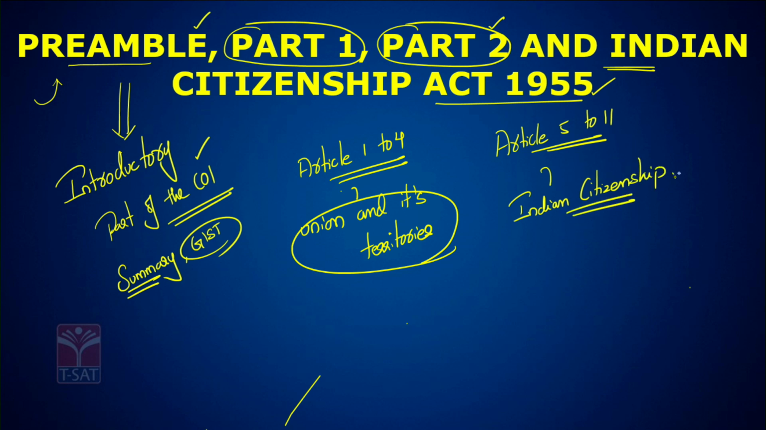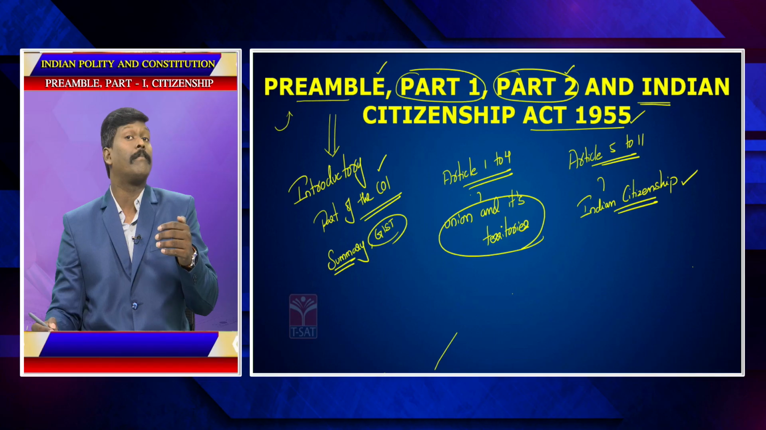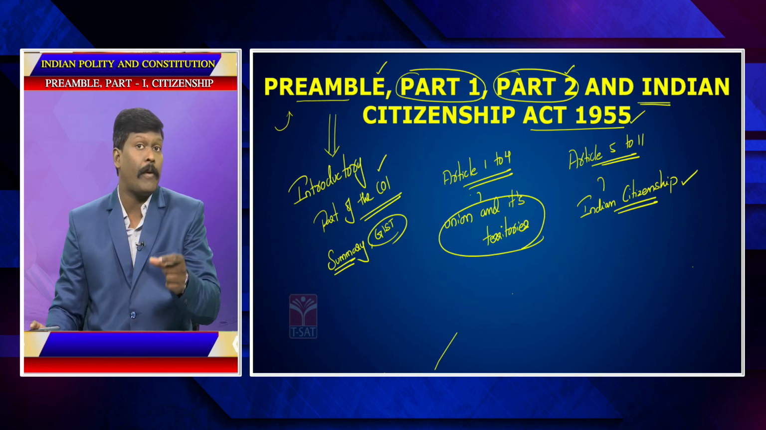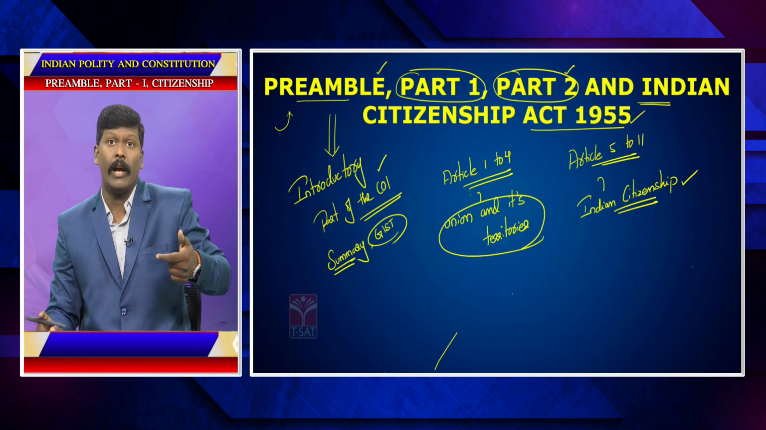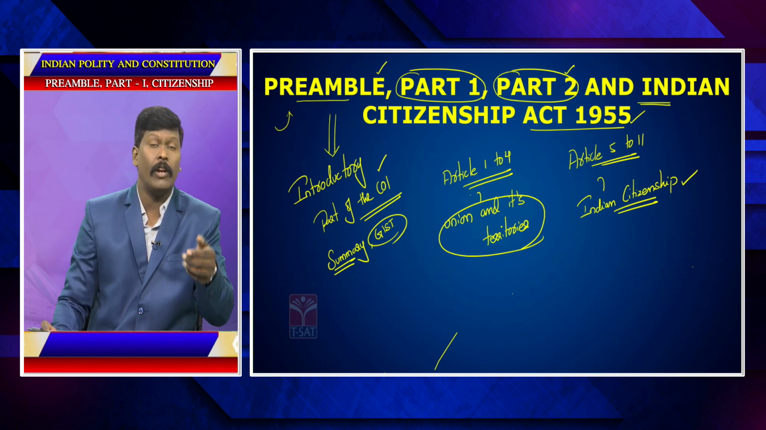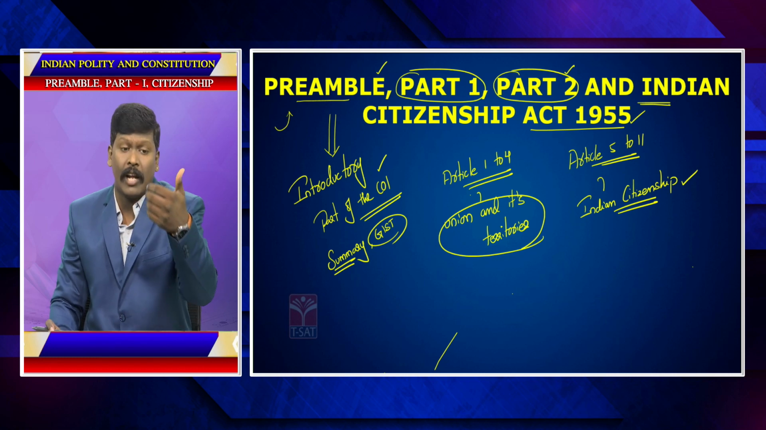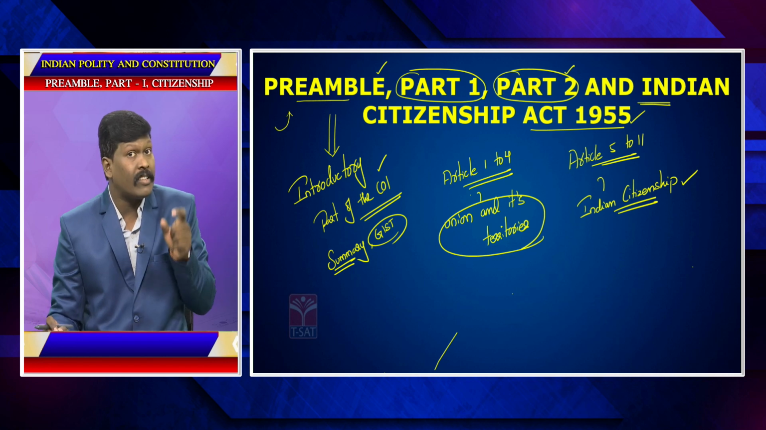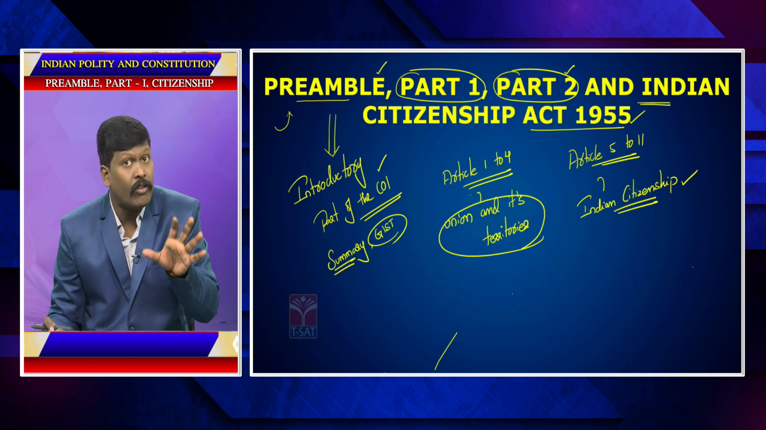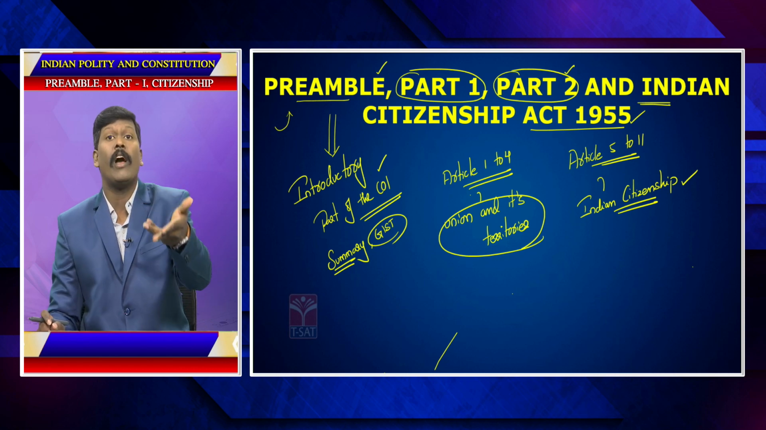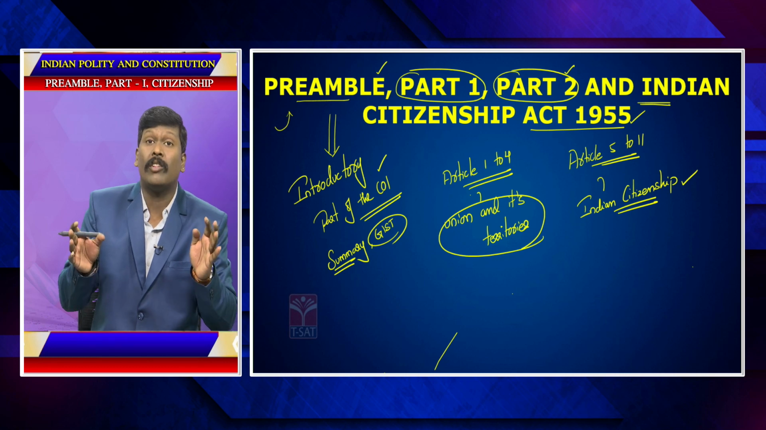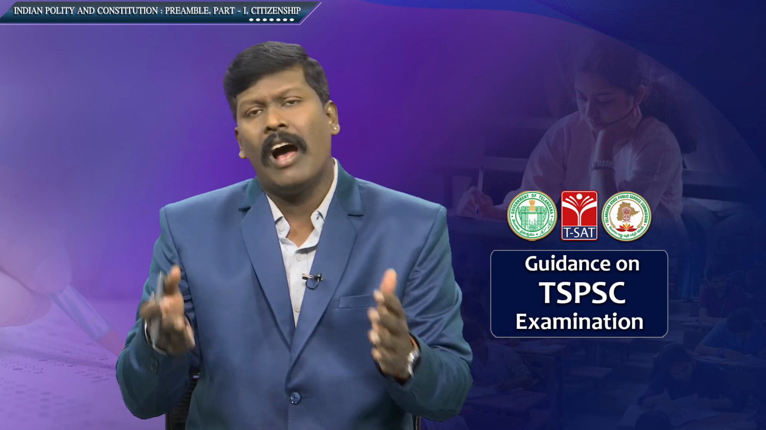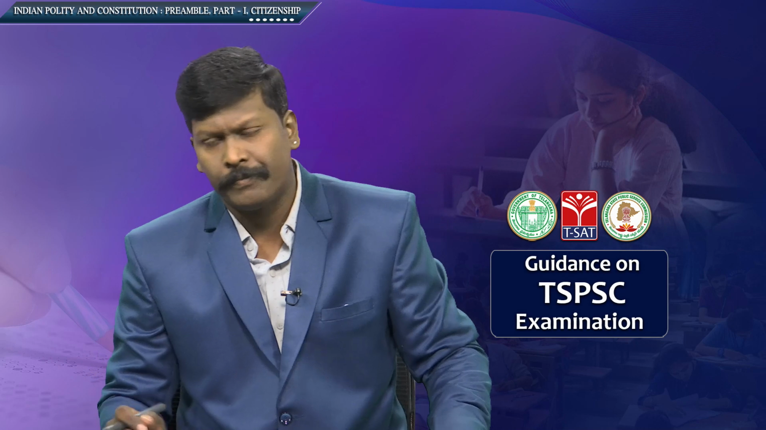Now, what is the status of a person when India got independence? What is the status of a person who migrated from Pakistan to India? What is the status of a person who migrated from India to Pakistan, then again migrated to India? This is called reverse migration. What is the status of an Indian who is not in India when India got independence? Who has the authority to regulate Indian citizenship after 1950? All these things are discussed in part 2 of the Constitution.